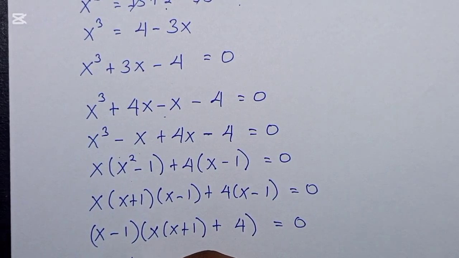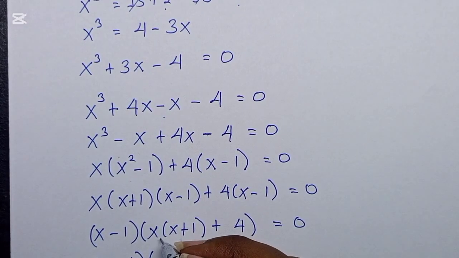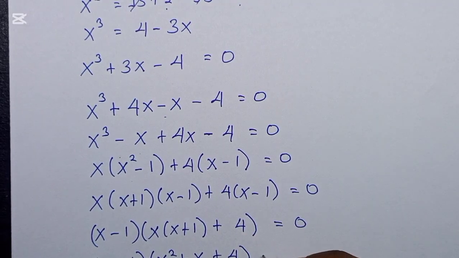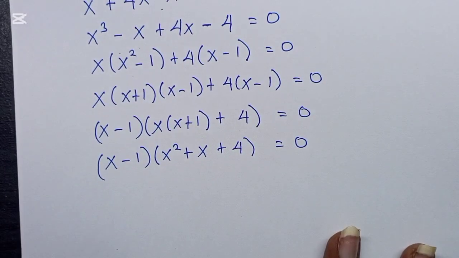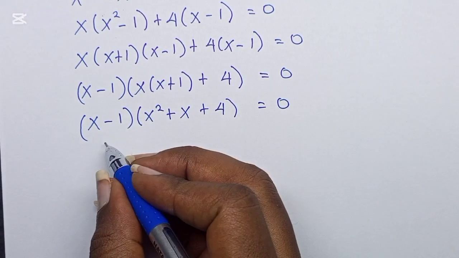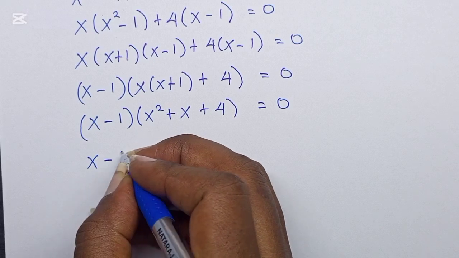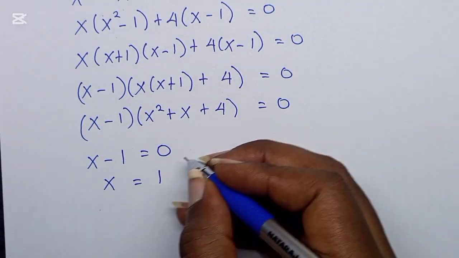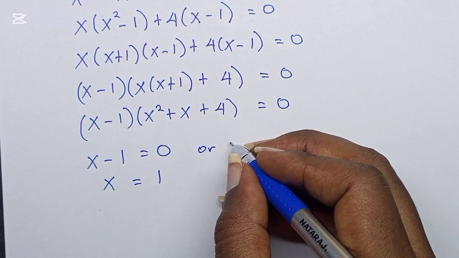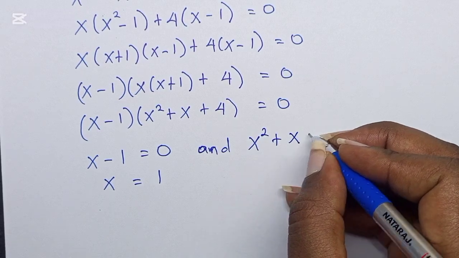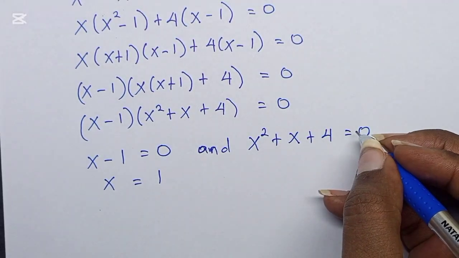So we shall have x minus 1 into, this is x times x is x squared plus x, then plus 4 is equal to 0. Sorry about that. So we have two options. We have x minus 1 is equal to 0, where x will be equal to 1, or x squared plus x plus 4 is equal to 0.